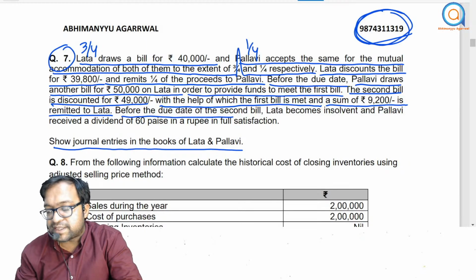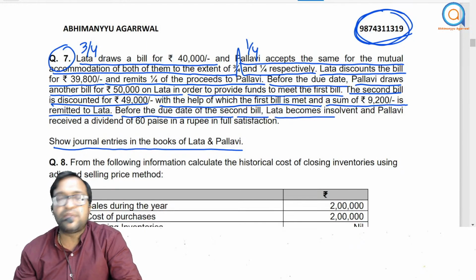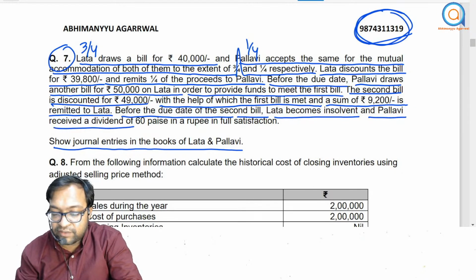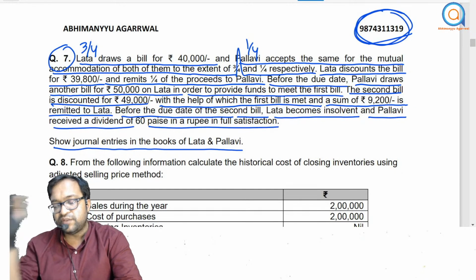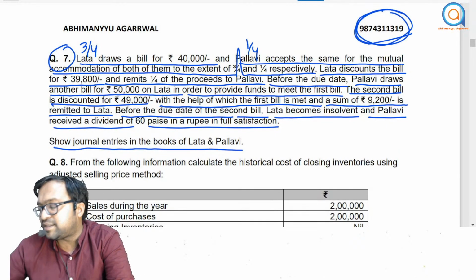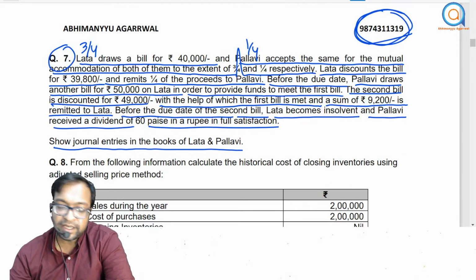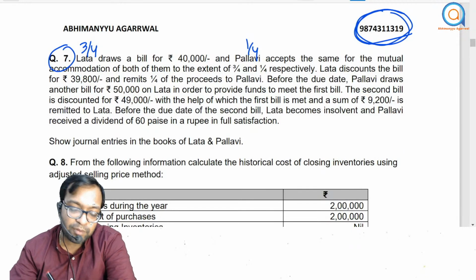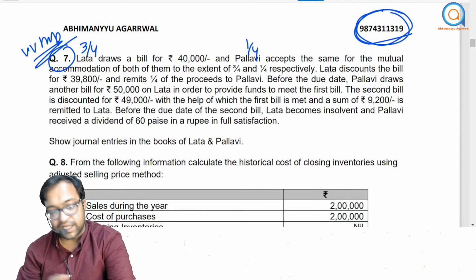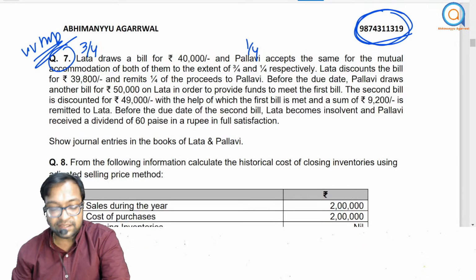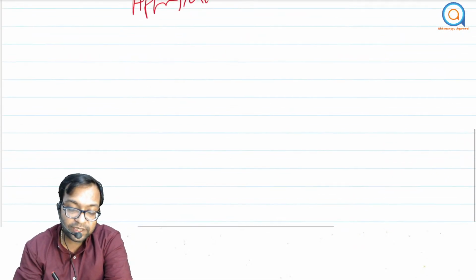Before the due date of the second bill, okay, Lata became insolvent. Loji, Lata is insolvent. And Pallavi received a dividend of 60 paisa in a rupee in full satisfaction of claim. And finally, Lata has paid Pallavi not the full amount, only 60%. So 40% will be bad debt. Let me tell you, this question is very, very important from examination viewpoint. We can expect this question in exam. Yes. So everyone, let's start the sum. Okay, we are doing question number 7.